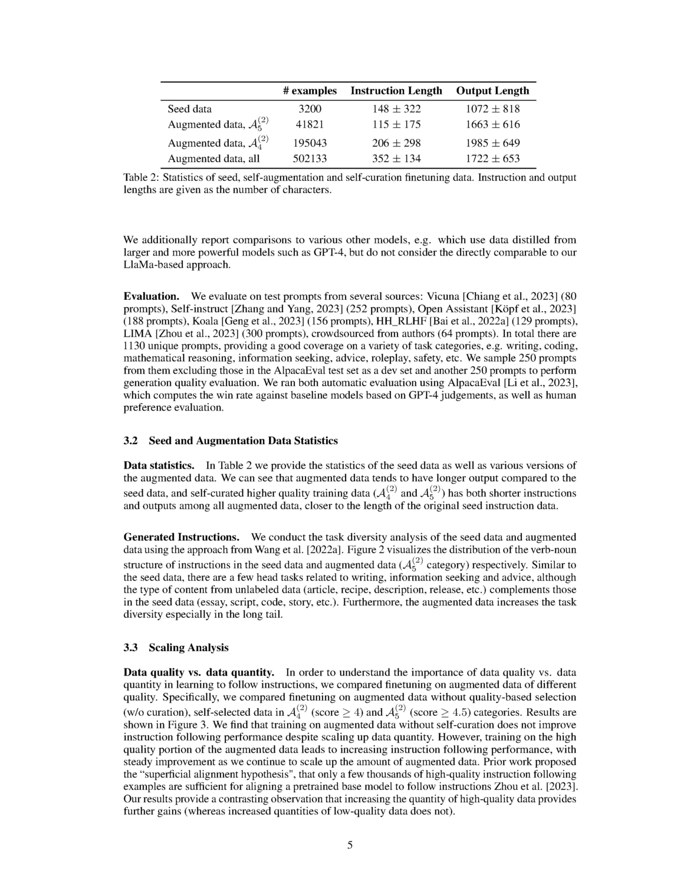Section Summary. The evaluation of our model was conducted on a diverse set of 1130 unique prompts from various sources, covering different task categories. We used a dev set of 250 prompts and another 250 prompts for generation quality evaluation. The augmented data showed longer outputs compared to the seed data, but self-curated higher quality training data had shorter instructions and outputs. The augmented data also increased task diversity, especially in the long tail. We found that training on high-quality augmented data led to improved instruction following performance, while increasing the quantity of high-quality data provided further gains. Section: Data Scaling Efficiency.